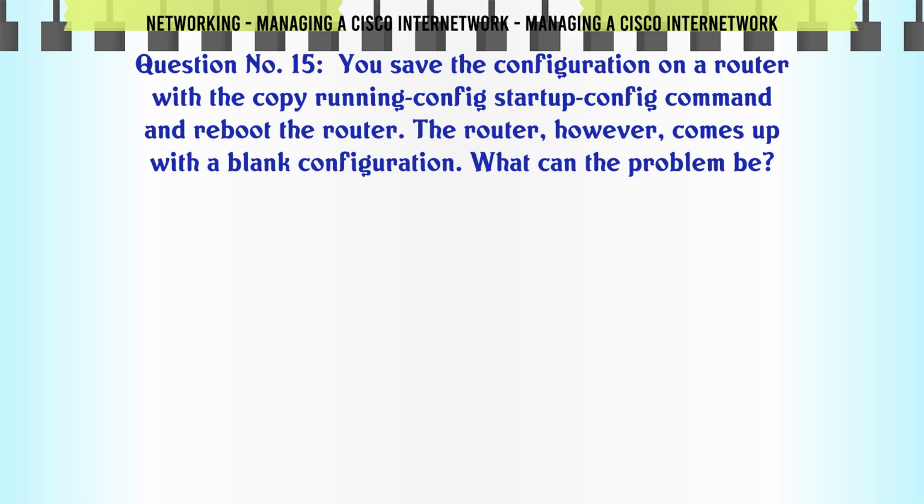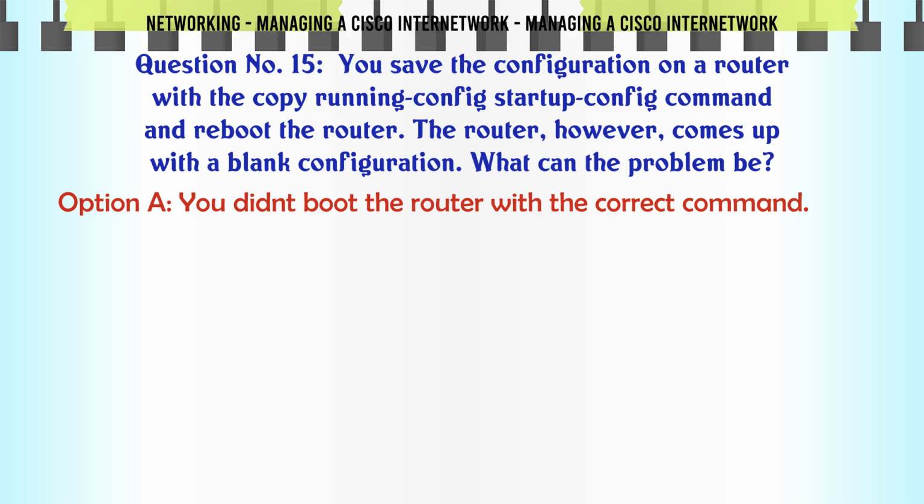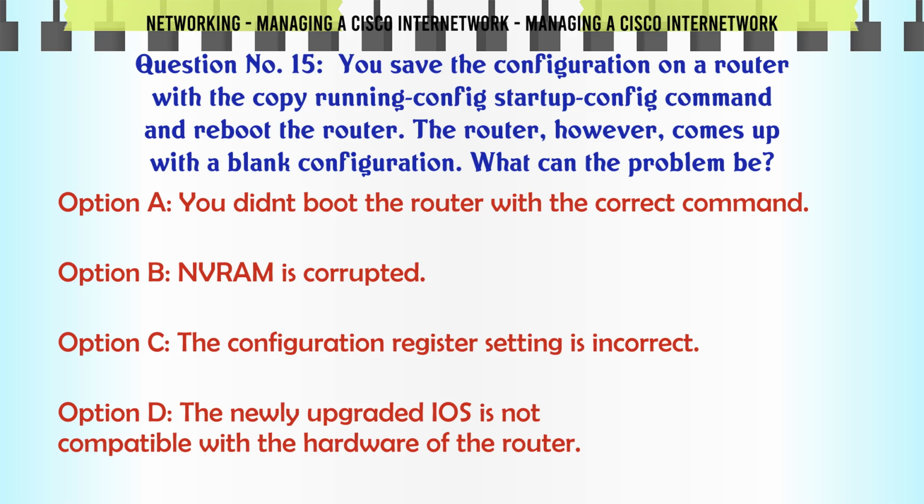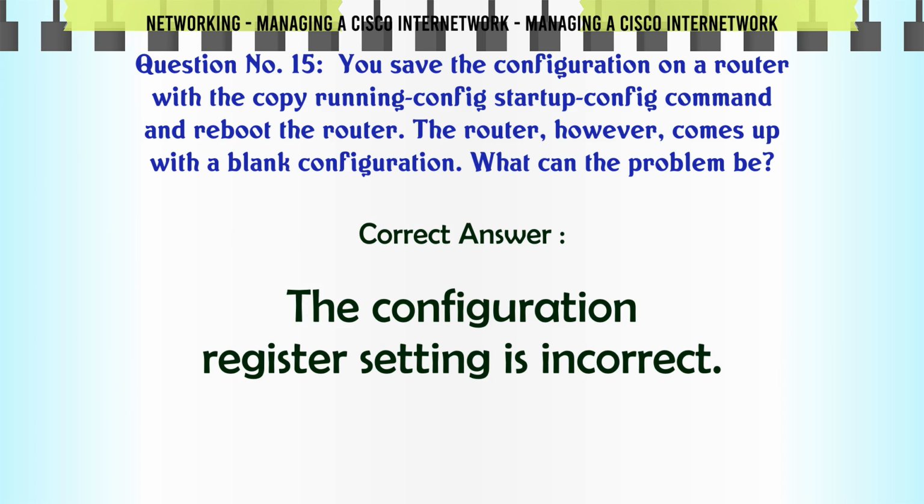You save the configuration on a router with the copy running-config startup-config command and reboot the router. The router, however, comes up with a blank configuration. What can the problem be? A. You didn't boot the router with the correct command. B. NVRAM is corrupted. C. The configuration register setting is incorrect. D. The newly upgraded iOS is not compatible with the hardware of the router. The correct answer is the configuration register setting is incorrect.